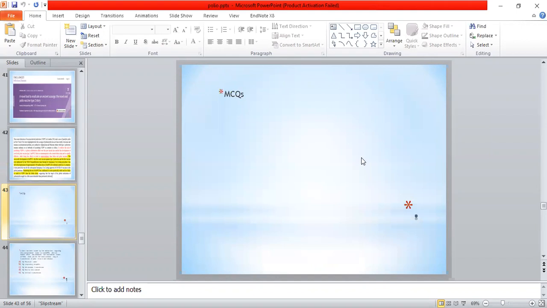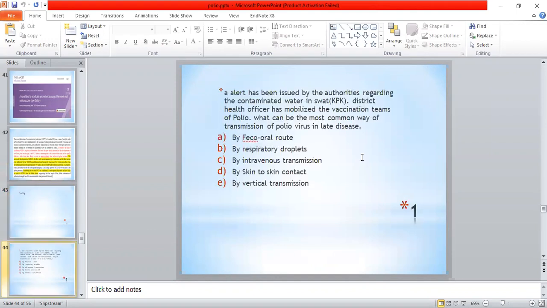Now it's the MCQs. Number one: an alert has been issued by the authorities regarding contaminated water in Swat, KPK. The District Health Officer has mobilized the polio vaccination team. What can be the most common way of transmission of poliovirus in this disease? A is fecal-oral, B is respiratory droplet, C is IV transmission, D is skin to skin contact, E is vertical transmission.